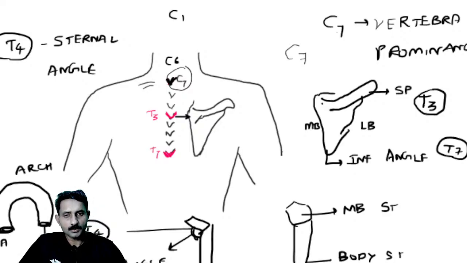Okay. So these are the commonly asked surface marking questions. Sternal angle is at the level of T4, spinous process at the level of T3, vertebra prominence is C7, and inferior angle of scapula corresponds to T7 vertebra.